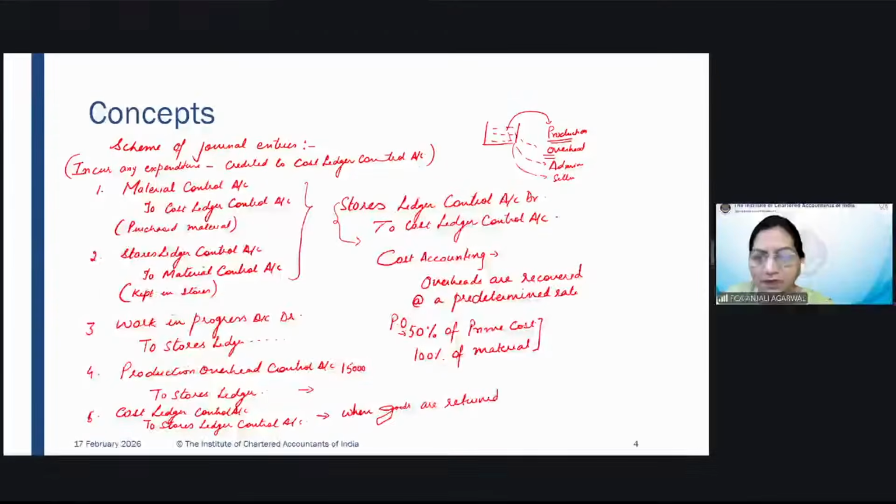Similarly, it may be possible that goods are coming back from the factory floor to the stores. In that case, stores will be debited. This entry will be reversed. If goods are returned from factory floor to stores, reverse this entry. Okay.